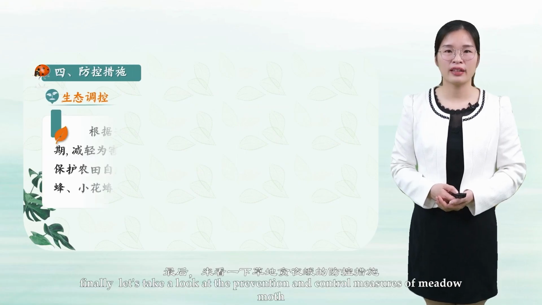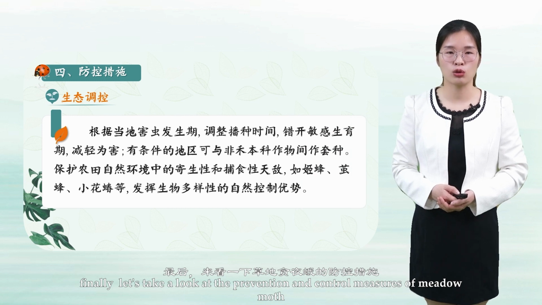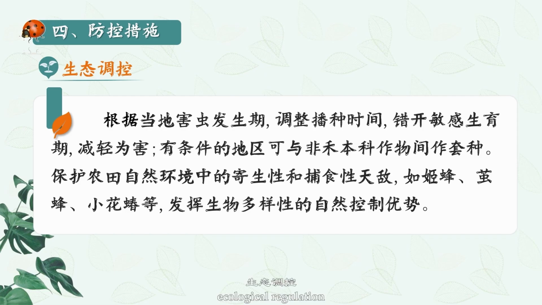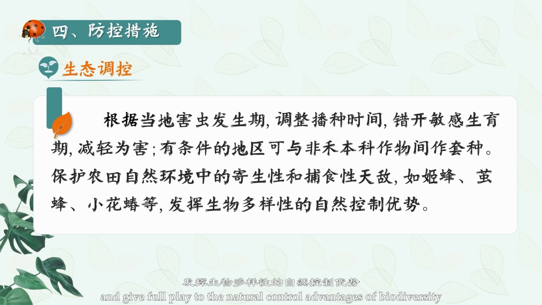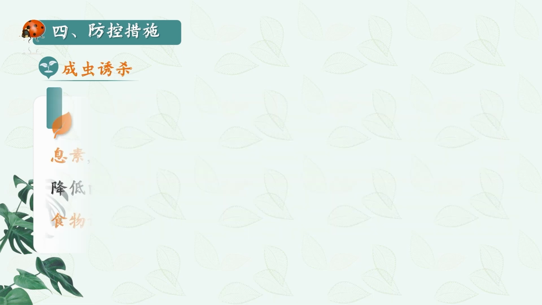Finally, let's take a look at the prevention and control measures of the fall armyworm. Ecological regulation adjusts the sowing time according to the occurrence period of local pests, staggering the sensitive growth period, and reducing the damage. Conditional areas can be intercropped with non-gramineous crops, protect the parasitic and predatory natural enemies in the natural environment of farmland, and give full play to the natural control advantages of biodiversity.